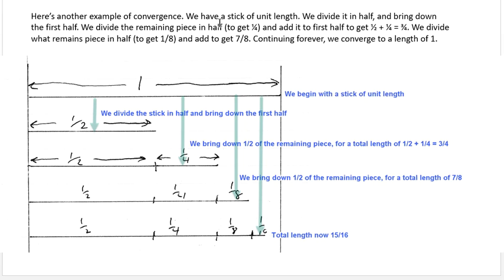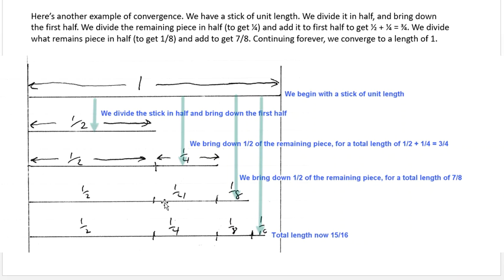Okay. Now I have another example of convergence. Here we have a stick of length 1. Cut the stick in half, bring the first half down. So what we've brought down has a length of 1/2. Now we cut the remaining piece in half. And that means we have a piece of 1/4, and we bring that down. We cut the remaining piece in half, and we bring that down.